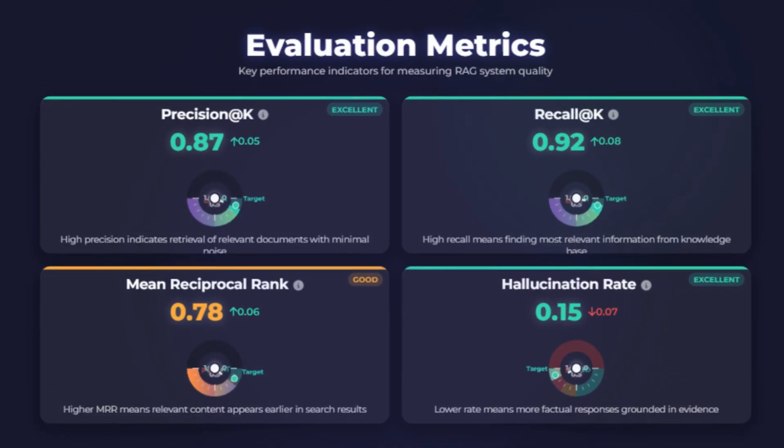Evaluating a RAG system requires actual metrics. Common ones include precision at K, recall at K, and mean reciprocal rank to measure whether the right documents are retrieved. Hallucination rate can be tracked separately by checking how often the model uses content outside the retrieved context. These metrics help teams iterate on chunking, indexing, and retrieval logic.